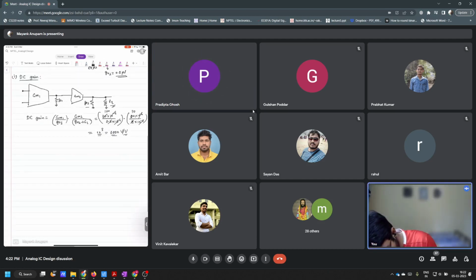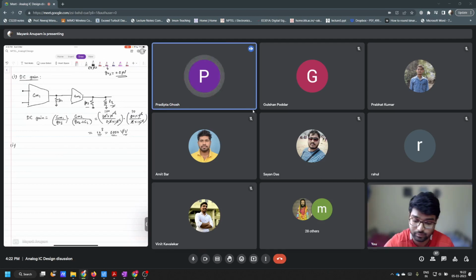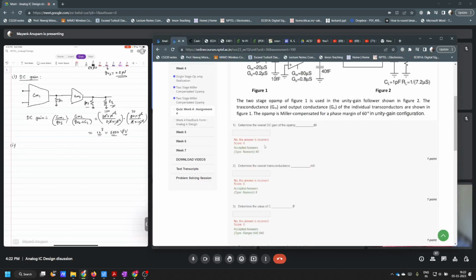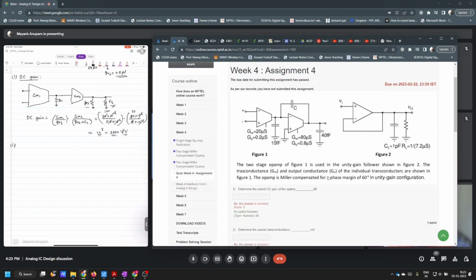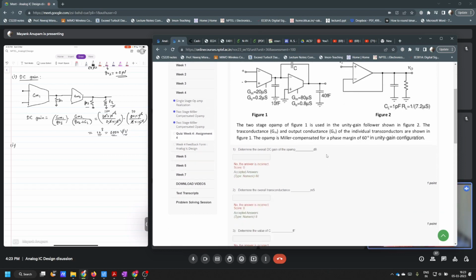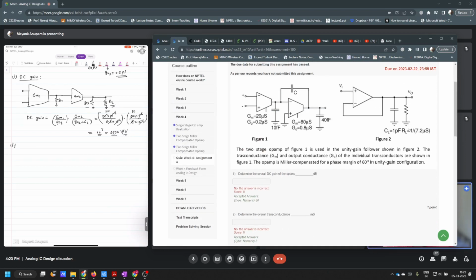Now let's move on to the second question. What is the second question? The answer is given as 80 dB, it should be 60 dB. Yes, sir. Actually, sir, the question was the overall gain of the op amp, I mean DC gain, and we are calculating the overall DC gain of the op amp, the overall circuit gain. Yeah, so that's a problem, right? You'll have to ignore RL in that case. Actually, sir, that was a confusion. We got this answer and got 0 marks.